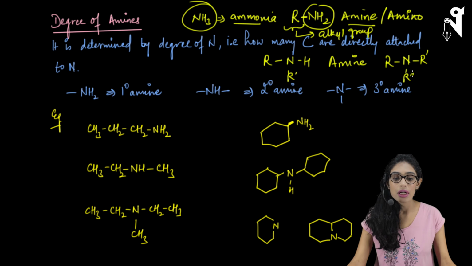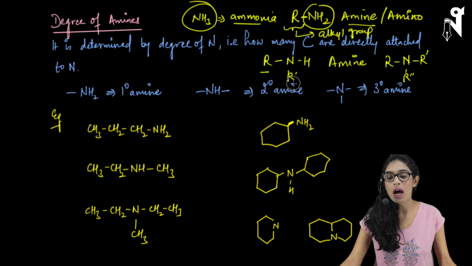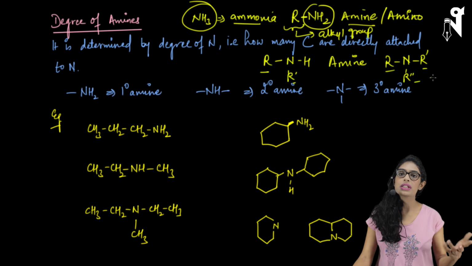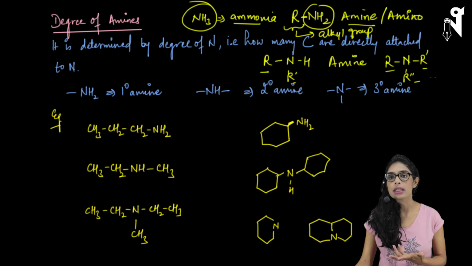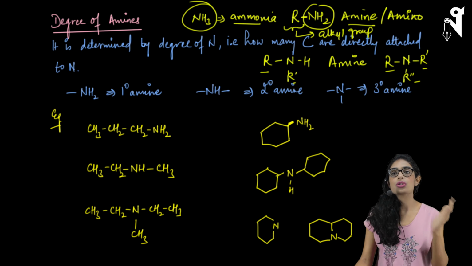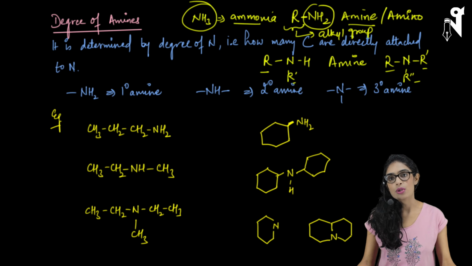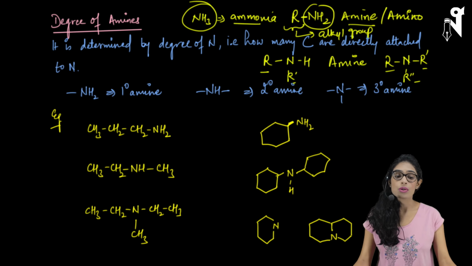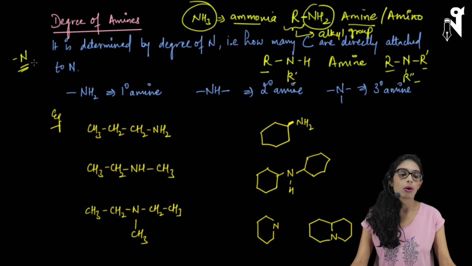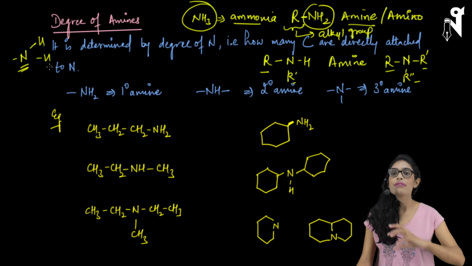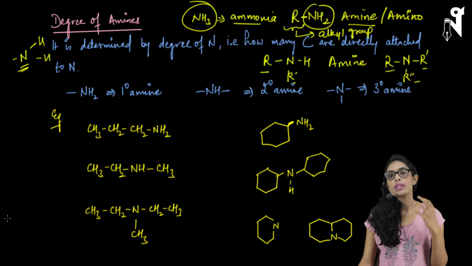I have written here R and R dash, R triple dash, just to represent that there are three different chains, but that's not necessary. You can have the same type of carbon chains at all three attachments. So this group is called an amine. So basically N itself is called amine. Now, depending upon whether there are hydrogens or R groups, we will find out the degree of this amine.